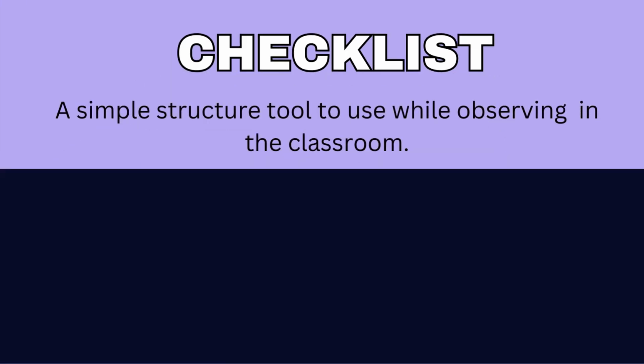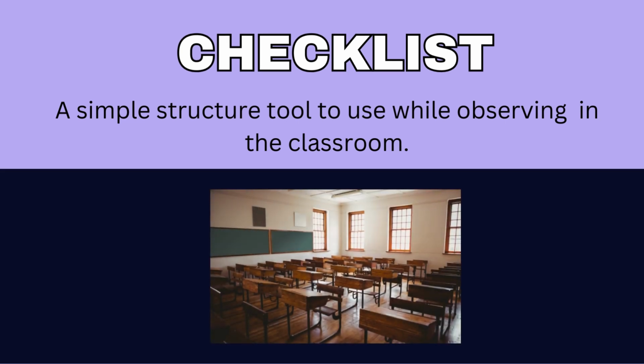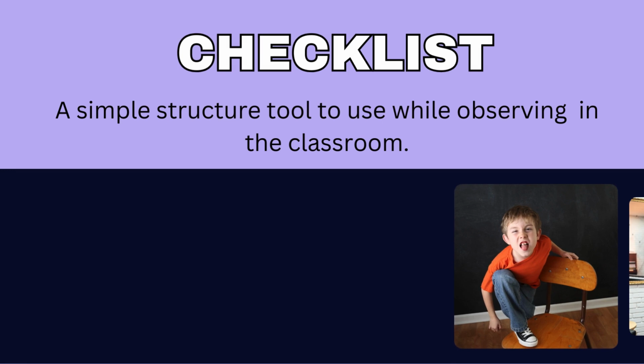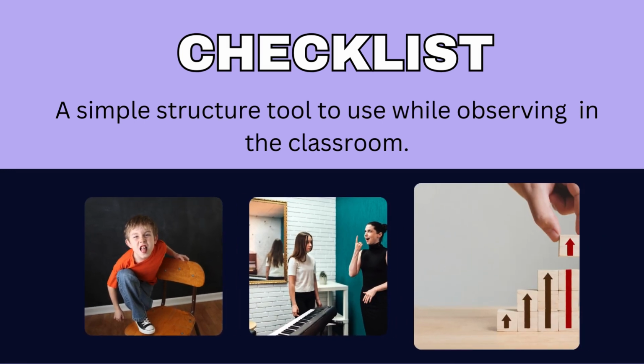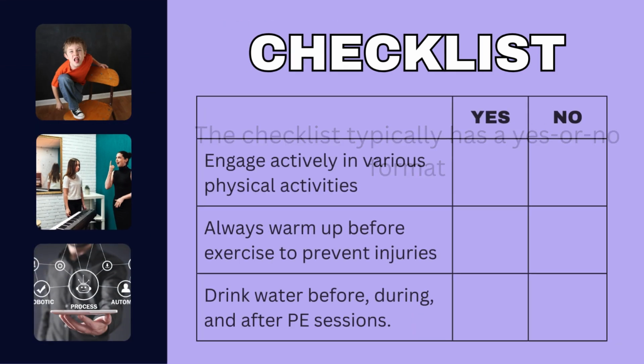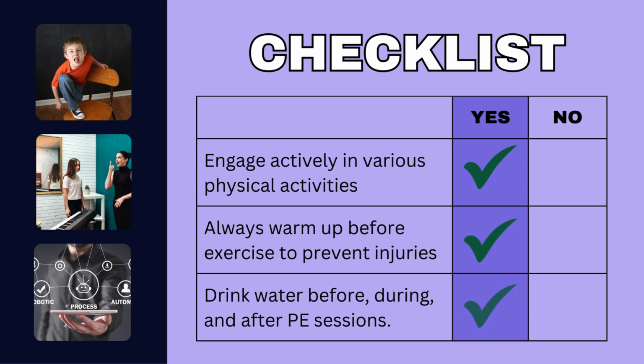Checklist. A checklist is a simple and commonly used tool, especially in educational settings such as classrooms. This tool is designed to help teachers or observers keep track of students' behaviors, skills, or learning progress based on specific criteria. The checklist typically has a yes or no format. This means each item or criterion on the list can be marked as either yes, the student has demonstrated the specific criterion, or no, the student has not demonstrated the specific criterion. This binary format simplifies the observation process and makes it easier to record and understand the results.